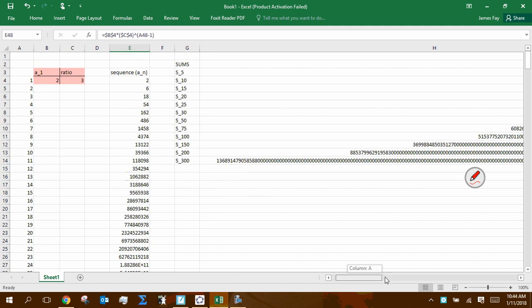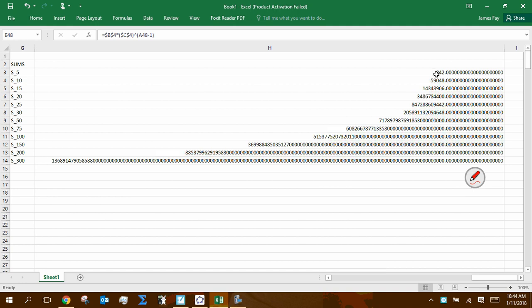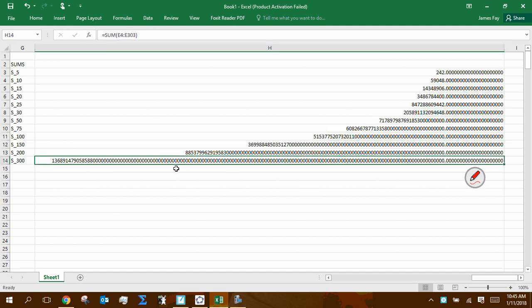But still, going back to the sums, the first five sums are just 242. The first 10 are 59,048. First 15, first 20. But you're starting to see that those numbers are getting larger and larger and larger. This is a very large number right there. But when I add the first 400 numbers, they are going to be even bigger than that. So the more and more things we total together, the larger and larger that sum gets. It's not coming down to or meeting one particular value. So this thing is diverging.